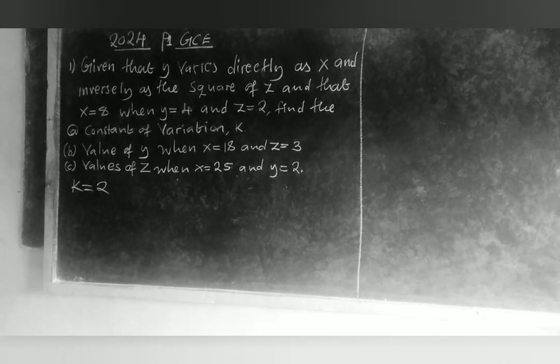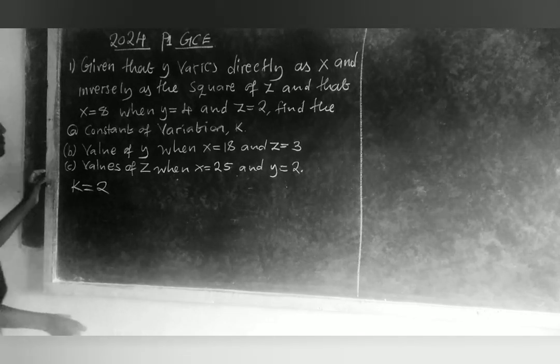Okay, since we have calculated and we know the value of the constant of variation, in this case k, now we can proceed and find the value of y when x is equal to 8 and z is equal to 3.